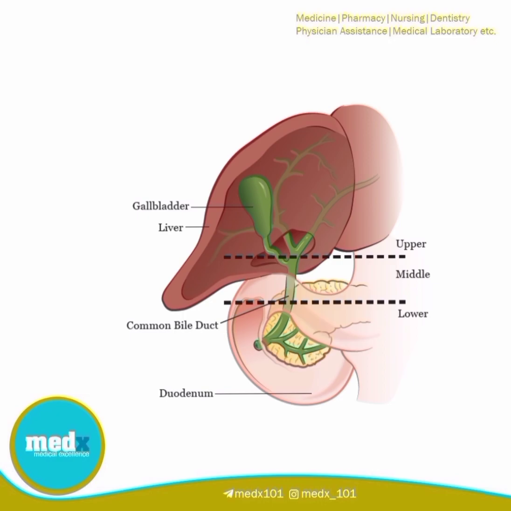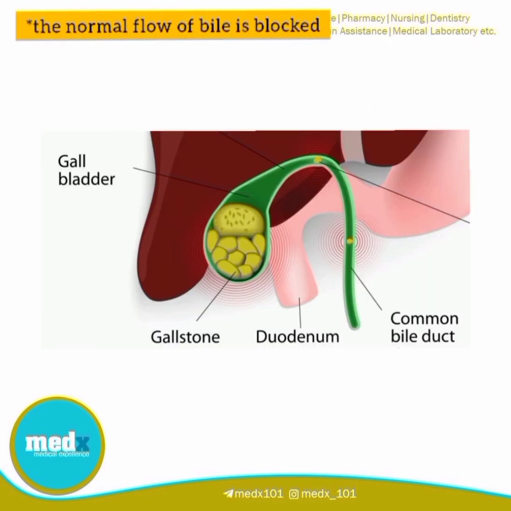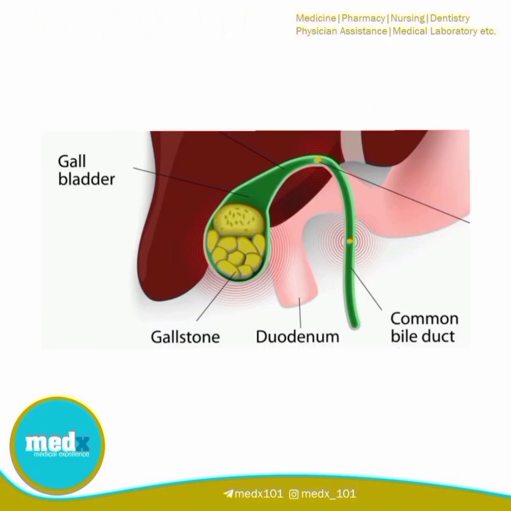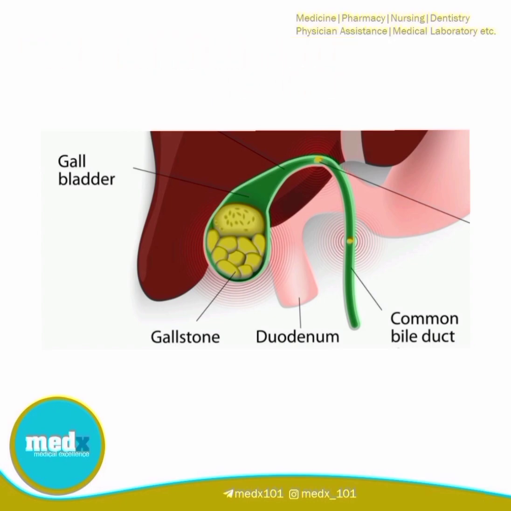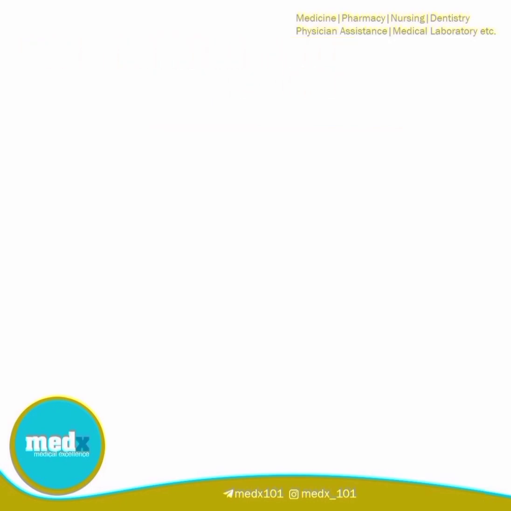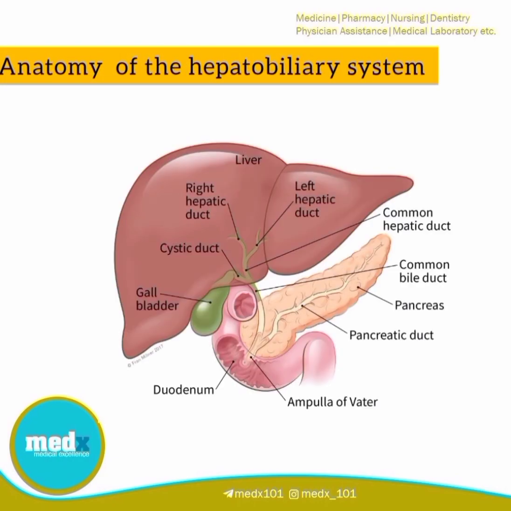But the problem in ascending cholangitis is that this normal flow of bile is blocked, and this is due to the presence of gallstones in the common bile duct. And the medical term for this is choledocholithiasis. Let's briefly discuss the anatomy of the biliary system for a better understanding.